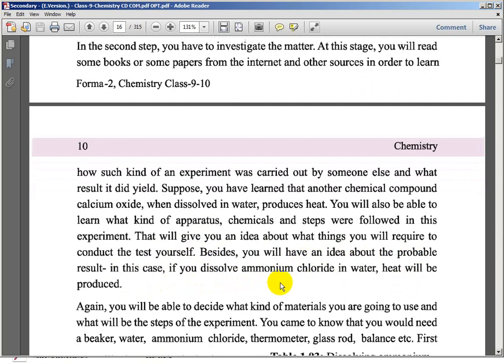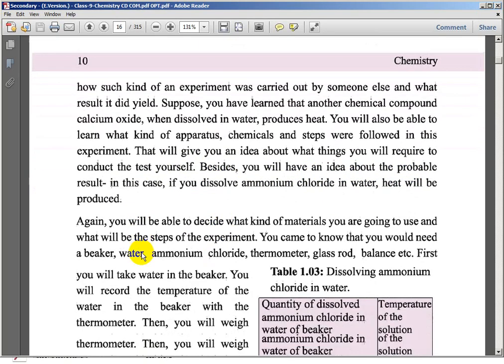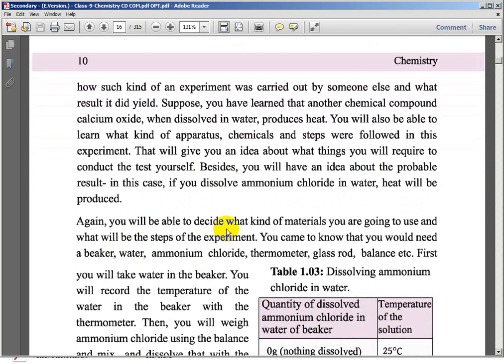If you dissolve ammonium chloride in water, heat will be produced. Again, you will be able to decide what kind of materials you are going to use and what the steps of the experiment will be. You come to know that you would need a beaker, water, ammonium chloride, thermometer, glass rod and balance, etc. for dissolving ammonium chloride in water.